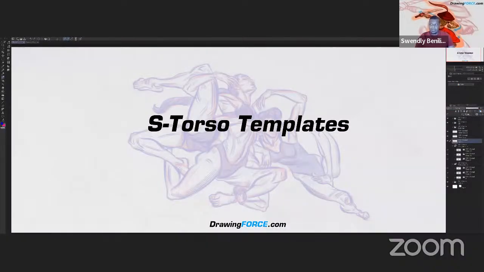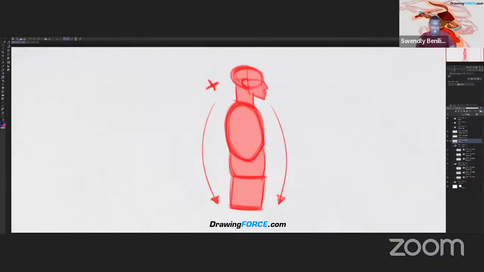Okay, guys. So like Mike said, we're going to be discussing the S-torso templates. And I'm going to start with the simple side view. Let's start with what you don't want to do when dealing with a torso from the side: you want to avoid symmetry. Ironically, symmetry does occur in the front view, which we will discuss later on. But from the side, you don't want to be just stacking up egg shapes. And sometimes I see this. This is very stiff for a torso in a side view.